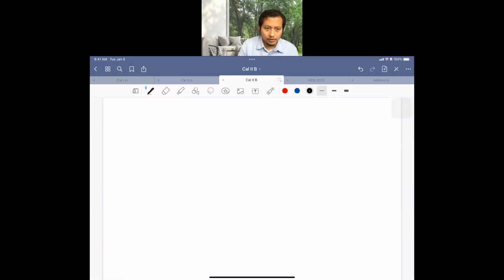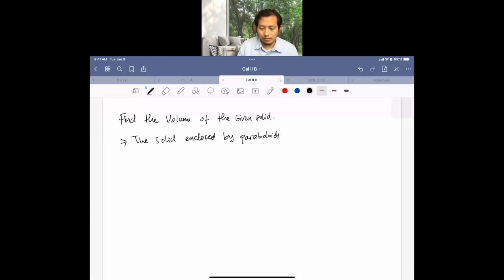Find the volume of the given solid. So the solid first is the solid enclosed by paraboloids y equal x squared plus z squared, and y equal 8 minus x squared minus z squared.